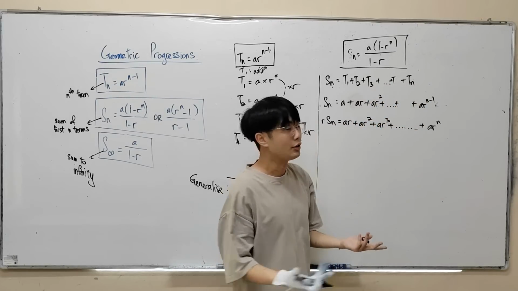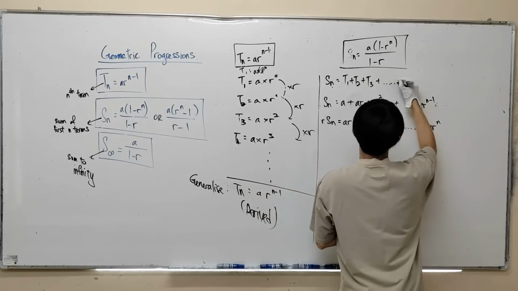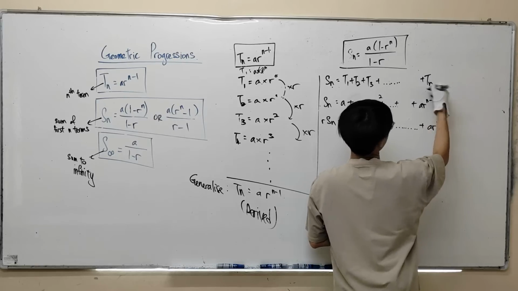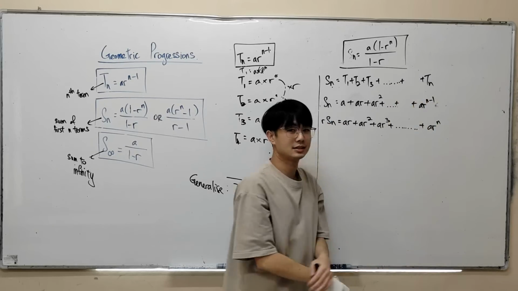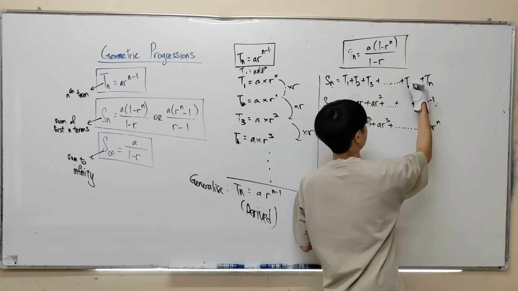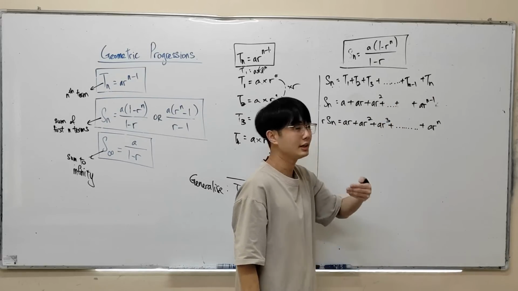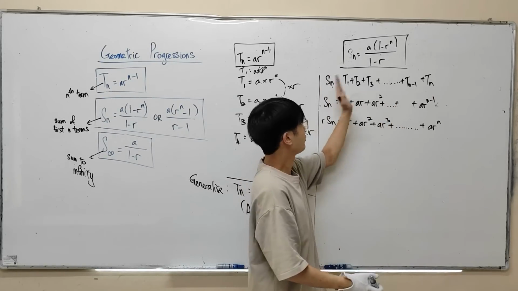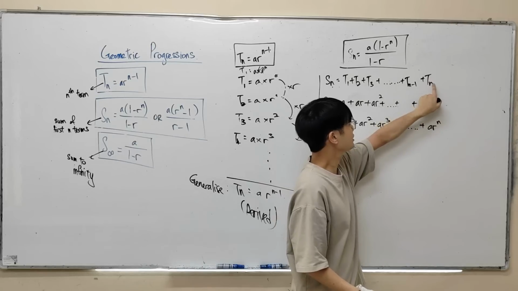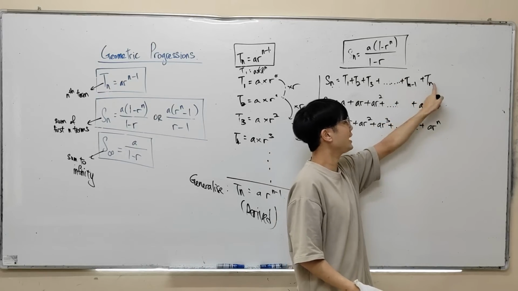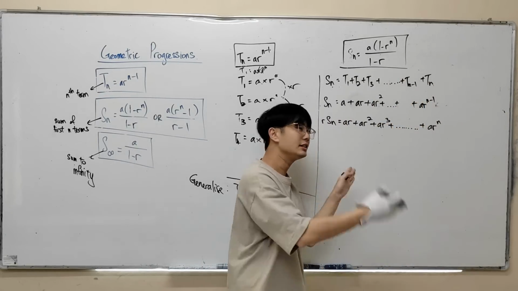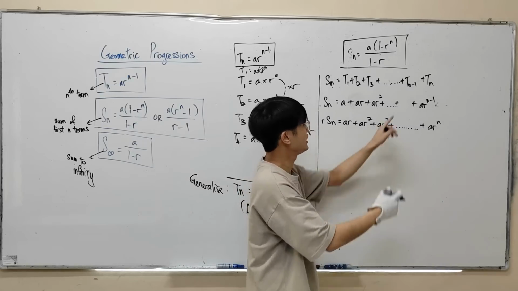But since we don't know the value of n now, that's why the last term will be Tn. So what will be the term before the last term? It will be Tn minus 1, right? Do you agree? Because it's before, right? Because it is consecutive, like 1, 2, 3, 4, 5, 6, 7. So if this is the last term, the term before will be n minus 1, right? The previous term will be Tn minus 1.